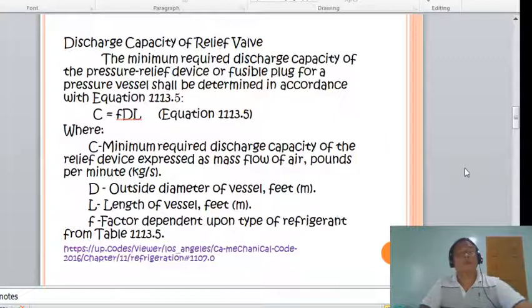Okay, so where C is the minimum required discharge capacity of the relief device expressed as mass flow of air. So that is, of course, in pounds per minute or in kilograms per second. Where D is the outside diameter of the vessel, in feet, and L is the length of the vessel, of course, in feet or in meters. And F, of course, is the factor dependent upon the type of refrigerant from table 1113.5.